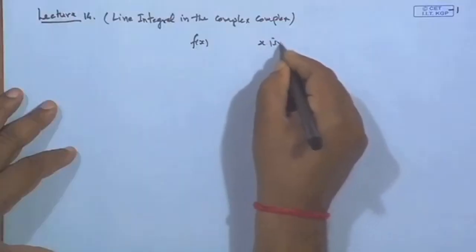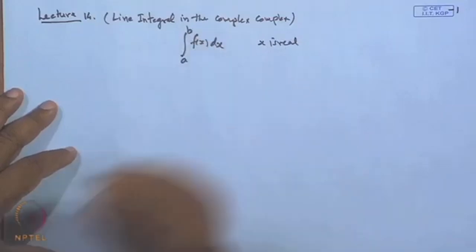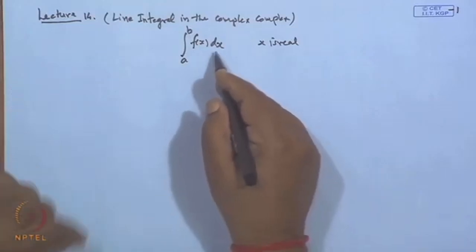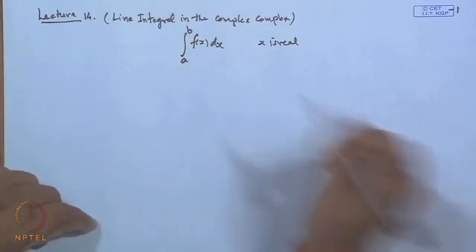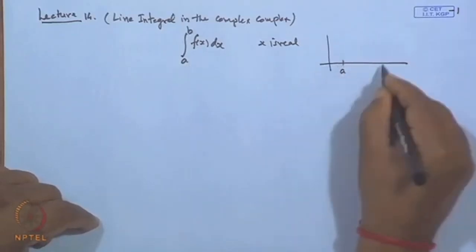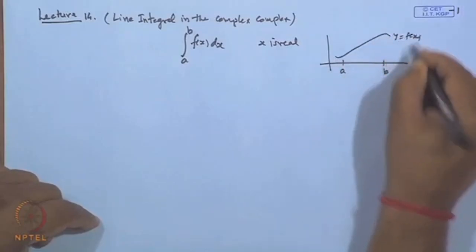So today we will discuss the line integral in the complex plane. We know in case of a function of a real variable f(x), when x is real, the integral from a to b of f(x) dx is called a definite integral of the function f(x), and it represents the area bounded by the curve y equals f(x), between the two ordinates x equals a and x equals b, and the x axis.